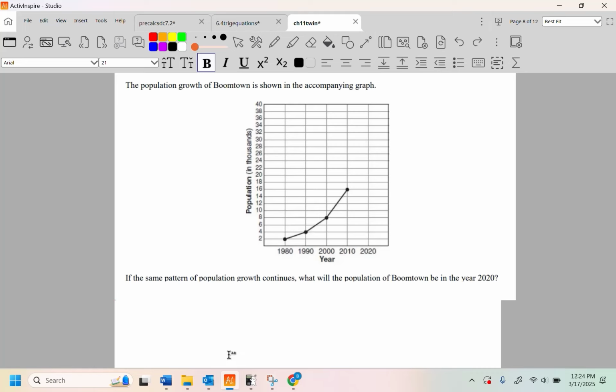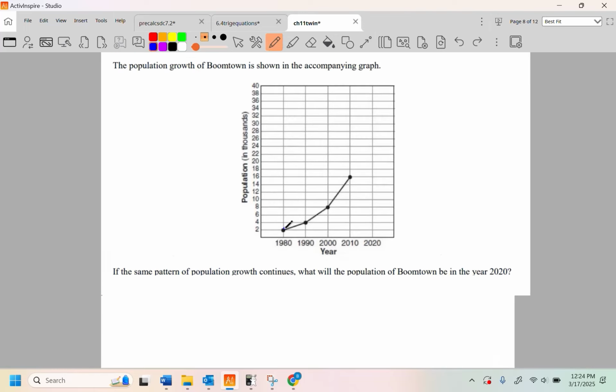All right, population growth of Boomtown is shown in the accompanying graph. A couple of things stick out. When I look at this graph, I see exponential growth. If the same pattern of growth continues, what will the population of Boomtown be in 2020? It's going to be more than this line, up here somewhere. I don't know exactly where, but the slope is increasing. It's called Boomtown, and I saw exponential growth.